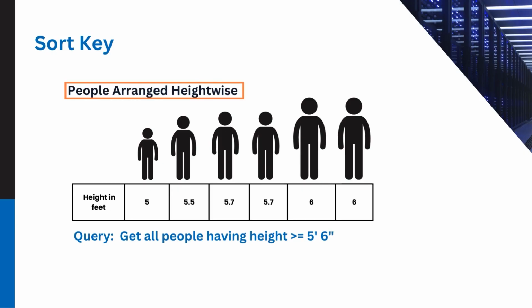In this case, once you find the person who meets the height requirement of 5.6 feet, you can easily select all the people from that point onward without having to check every single person. The task becomes much faster and more efficient because the queue is organized. The same idea applies to databases.